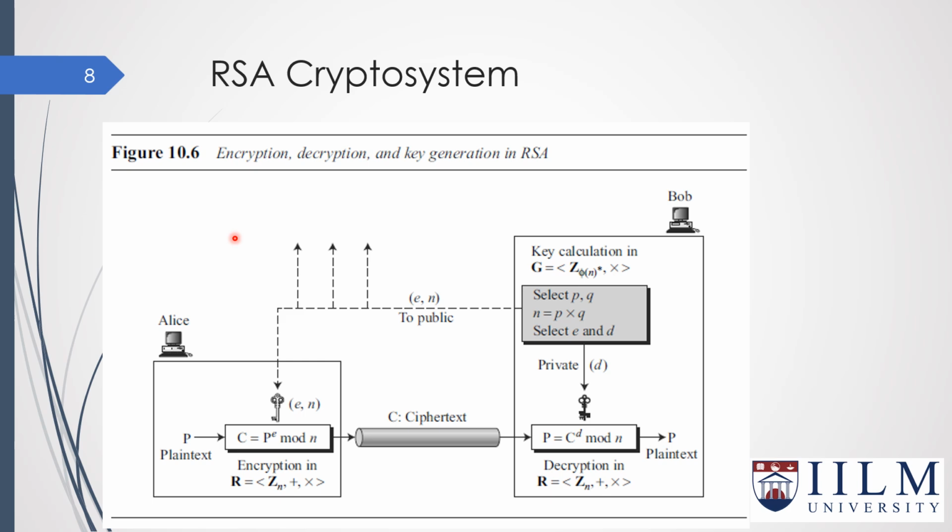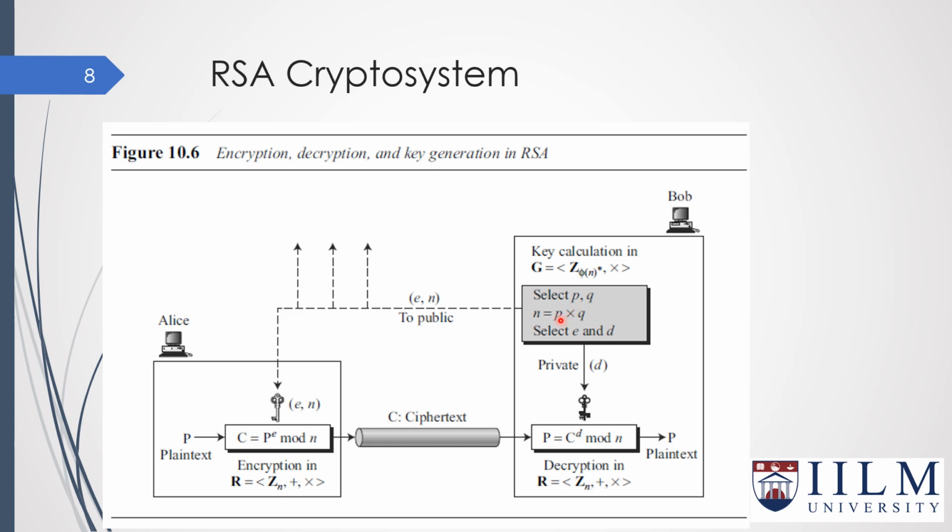Now, what is E and what is D? How can E and D be generated? Here it is written: select P comma Q. Two big prime numbers are taken, and they get N equal to P into Q. Why do they use prime numbers? They use prime numbers because prime numbers do not have any other divisible factors.